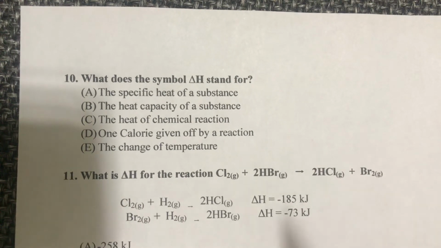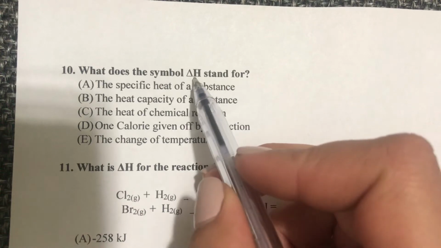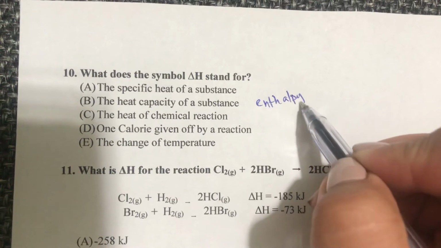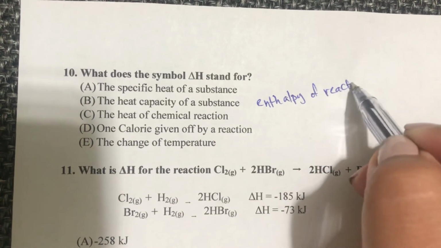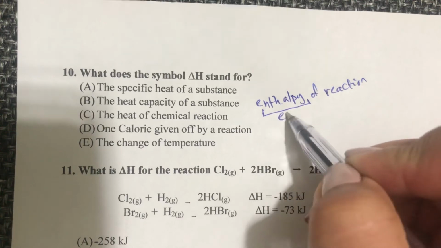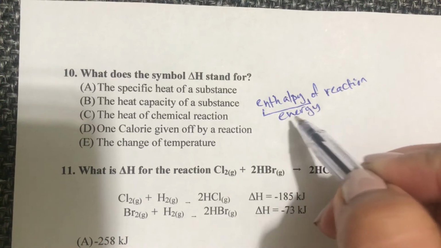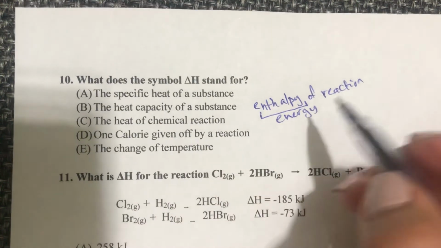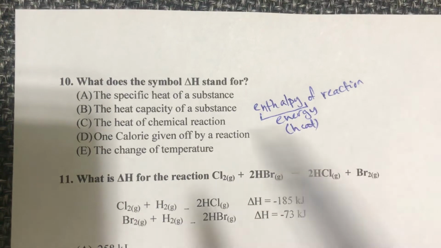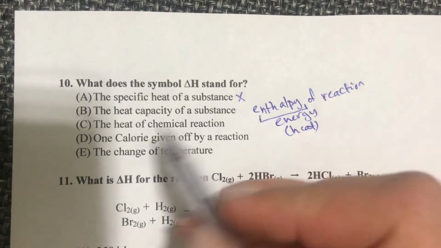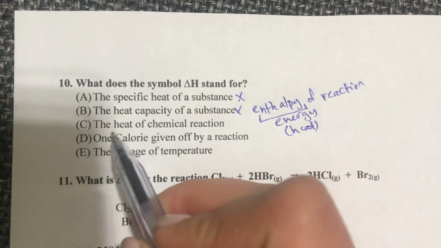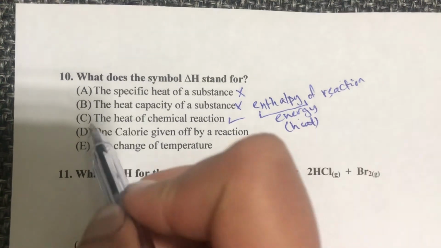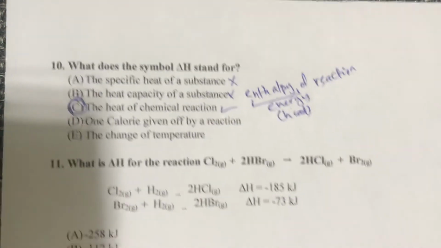What does the symbol delta H stand for? Delta H is for enthalpy of reaction, and enthalpy means energy. So it's for energy of reaction or enthalpy of reaction. So here, energy as heat, okay. So the specific heat, no. The heat capacity of substance, the heat of chemical reaction, yes. So the answer is C.